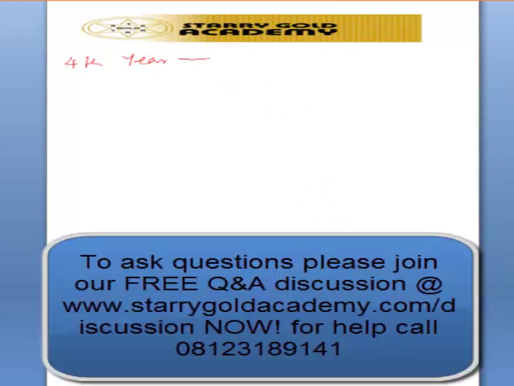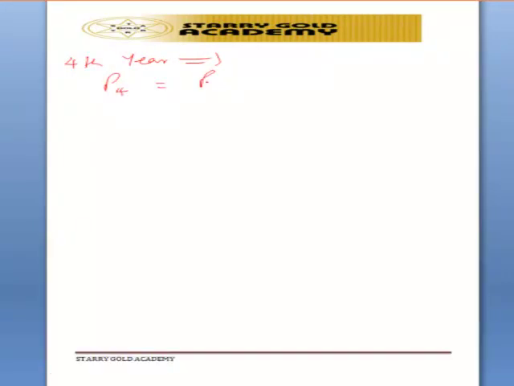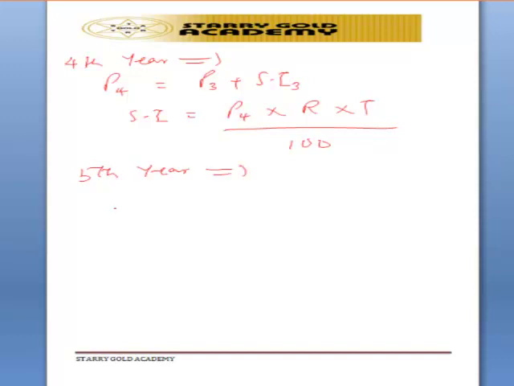Likewise, for the fourth year, P4, principal in year 4, will be principal in year 3 plus simple interest in year 3. My simple interest will be principal in year 4 times R times T over 100. Then for the fifth year, principal in year 5 will be principal in year 4 plus simple interest in year 4. So I can compute my simple interest for year 5: principal in year 5 times rate times time over 100.